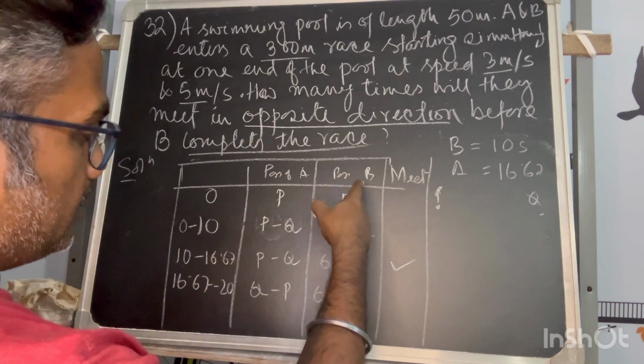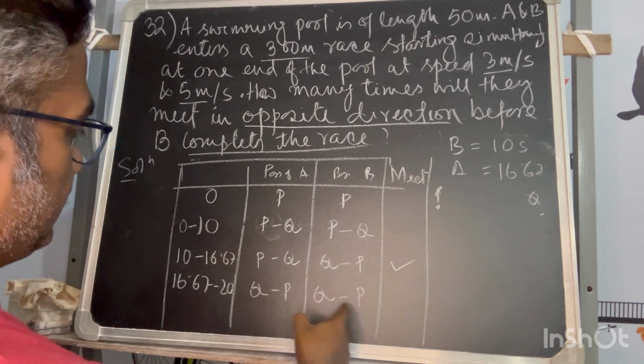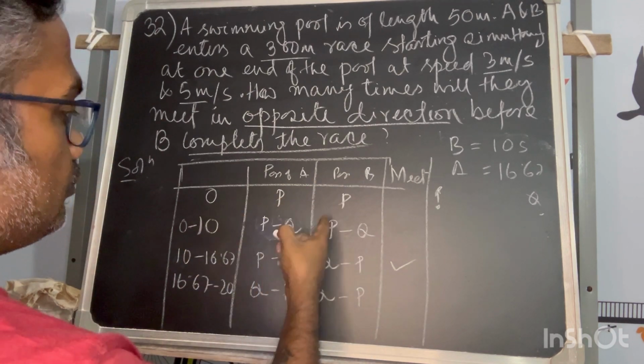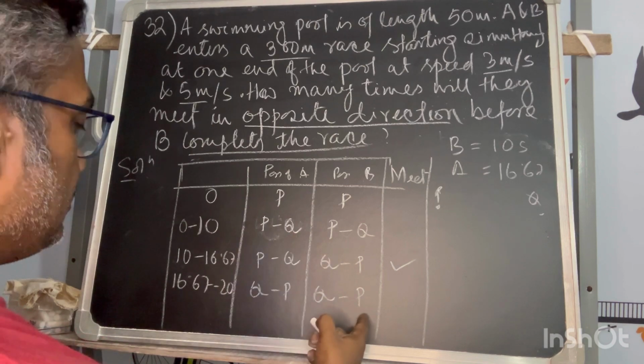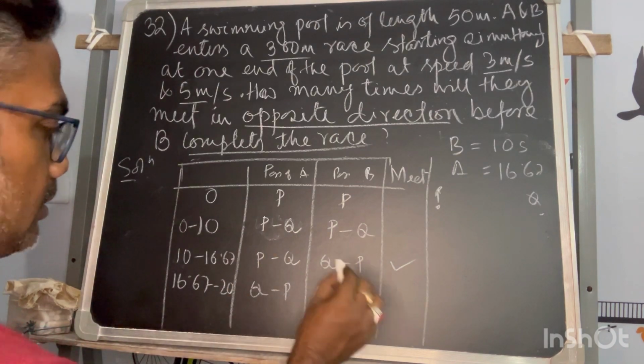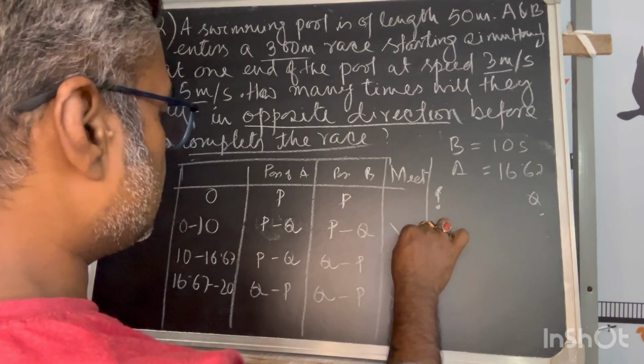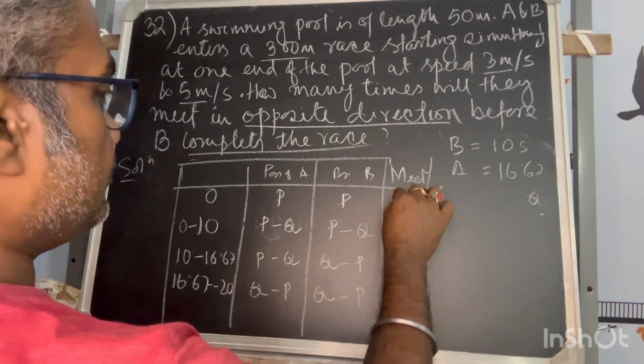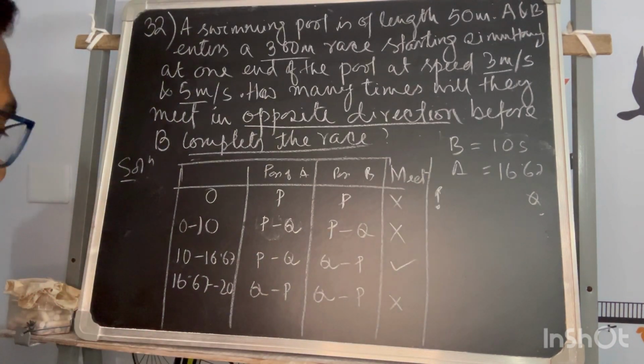Understood? B will reach P again at 20. At 10 he has reached Q, then Q to P, he will reach at 20. So in between there is no chance of a meet. There is also no chance of a meet.